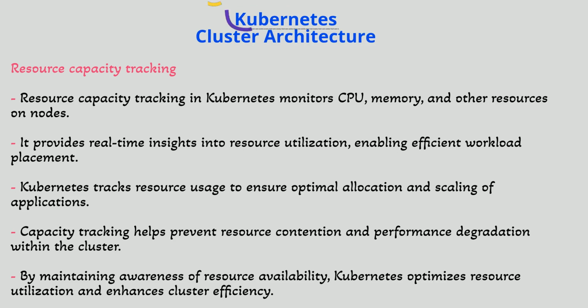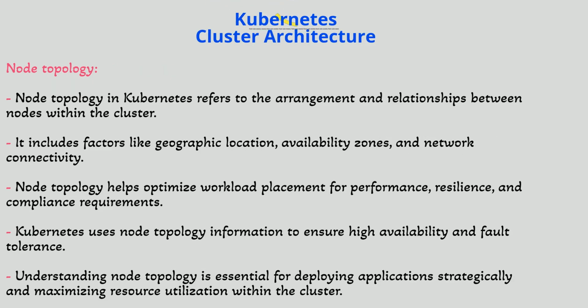Node topology. Node topology in Kubernetes refers to the arrangement and relationships between nodes within the cluster. It includes factors like geographic location, availability zones, and network connectivity. Node topology helps optimize workload placement for performance, resilience, and compliance requirements. Kubernetes uses node topology information to ensure high availability and fault tolerance. Understanding node topology is essential for deploying applications strategically and maximizing resource utilization within the cluster.